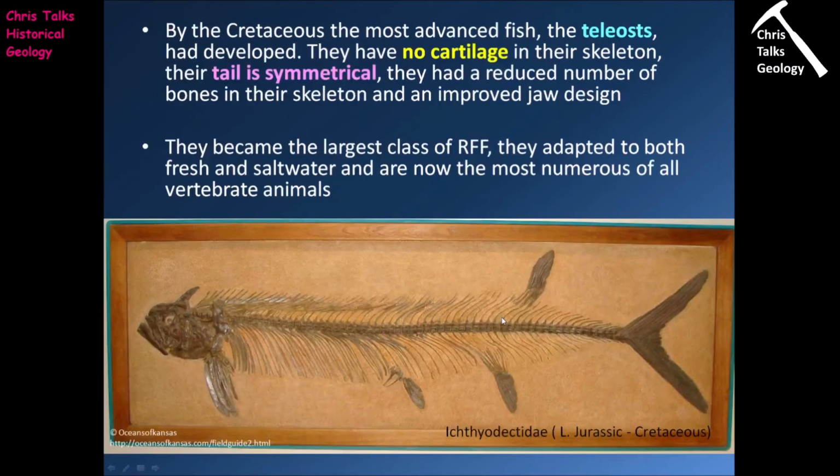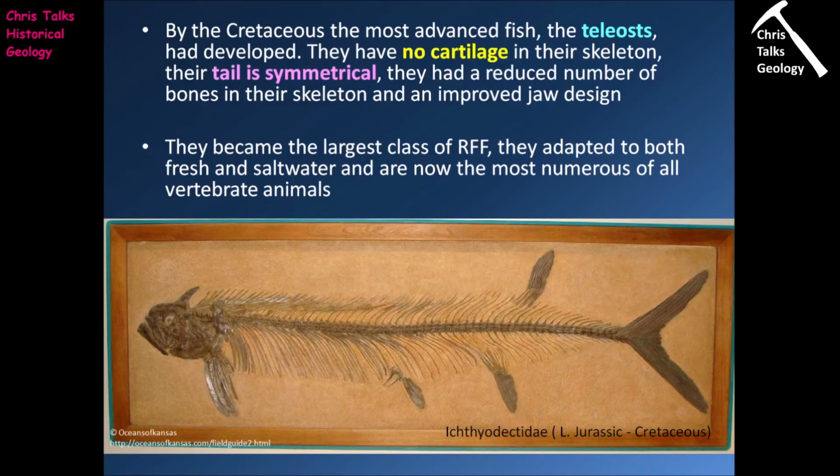Now, by the Cretaceous, the most advanced group of fish, the Teleosts, have arrived. This is a group of fish that has no cartilage in their skeleton, and they have a fully symmetrical tail. They also have a reduced number of bones in their skeleton and improved jaw design, so they can eat a wider range of materials. Their general design is simpler. The bony skeleton is more robust on the whole, and the symmetrical tail just makes it a little bit easier to power themselves through the water. So essentially they have pretty much the best design a fish can have.